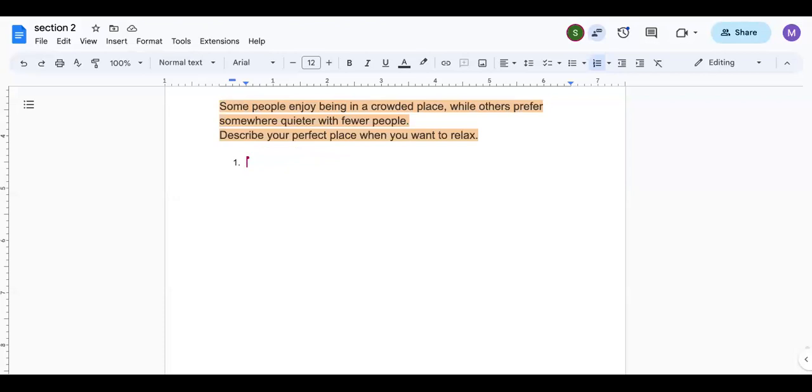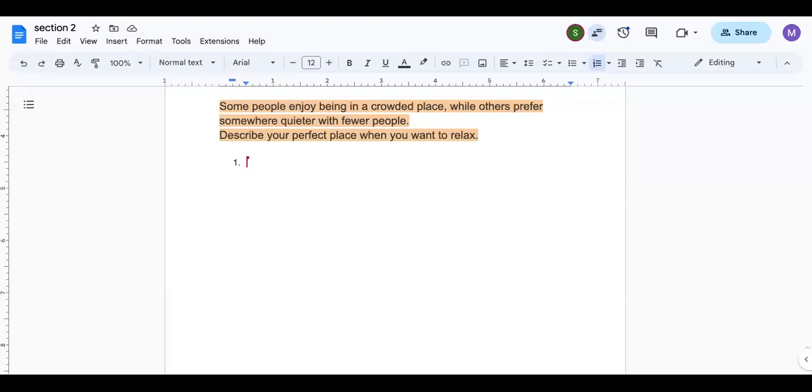In this type of topic, can I have the first paragraph describing a quiet place, and then the second one a crowded place, and the third one just what I prefer? Can that work? You can do that, but when you're writing a descriptive, it has to be about you. Because it says describe your perfect place when you want to relax, it's better to relate it to yourself.